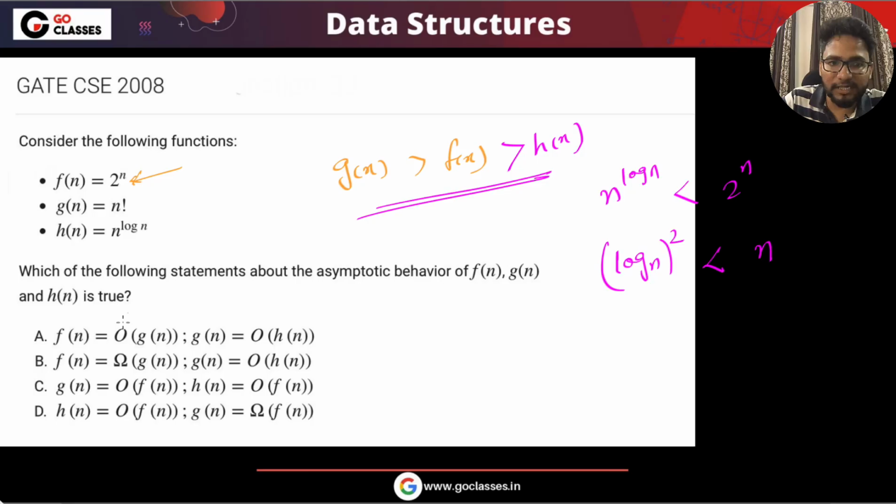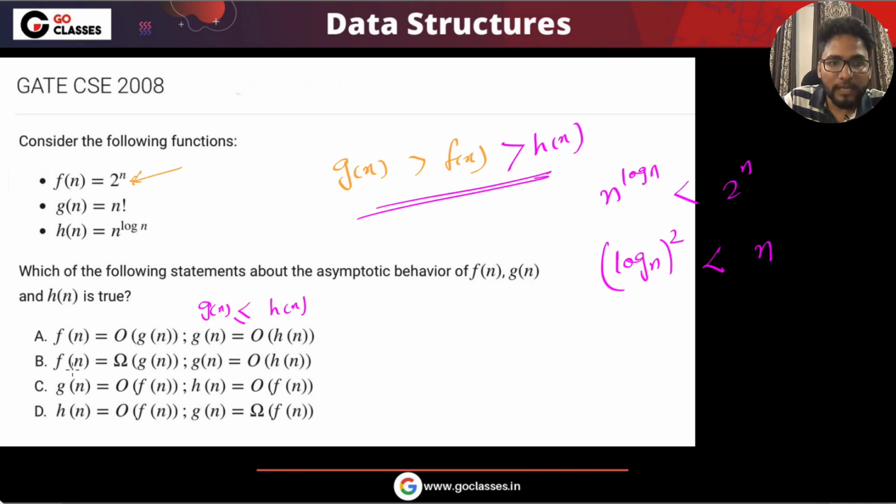They are saying Fn is less than equal to Gn. Yes, true. And Gn is less than equal to Hn. So Fn is less than equal to Gn, yes, but Gn is not lesser, right? Gn is the greatest one. They are saying Gn is lesser than equal to Hn. So this is false, right? So that is why this is not true.